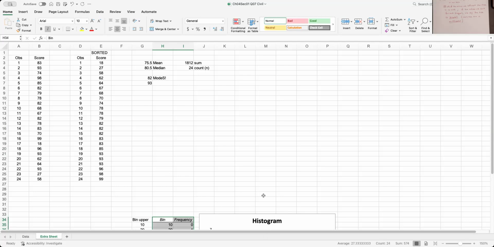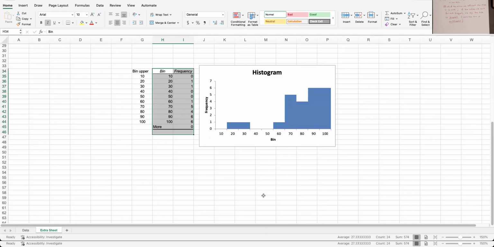Hey, there's even a histogram down here. You can check what that skew looks like.